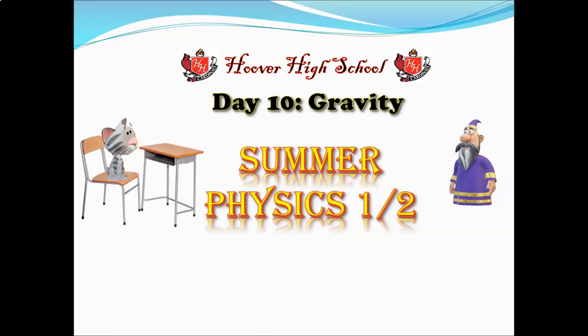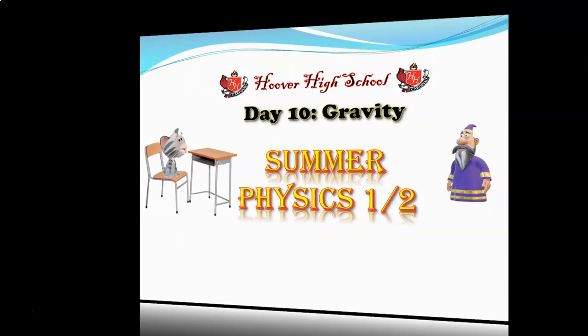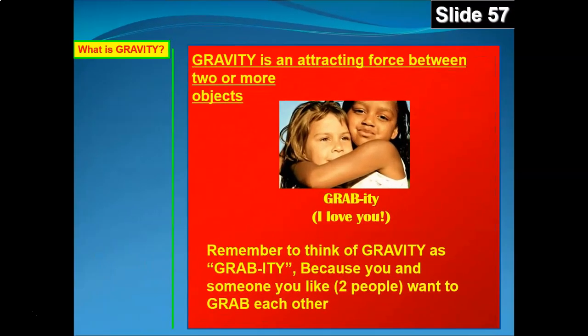Summer Physics 1-2. We're moving on to our next lesson, day 10, and this is on gravity. So what is gravity? Gravity is an attracting force between two or more objects. You can think of it as "grav-it-y," meaning that you grab onto something. So remember to think of gravity as "grab-it-y" because you and someone you like, two people, want to grab each other. Now this is the classical definition from Isaac Newton many hundreds of years ago, and it requires two objects with mass to have a gravitational attraction.